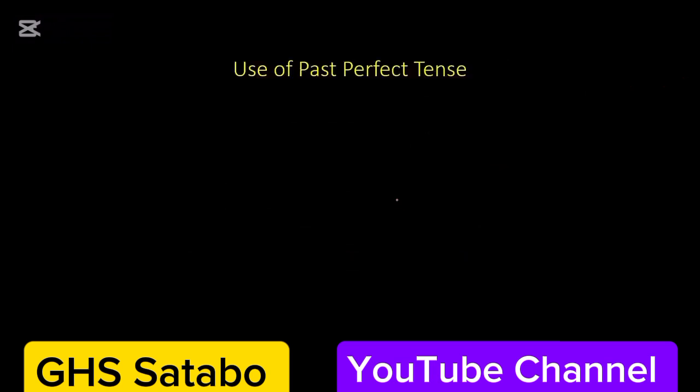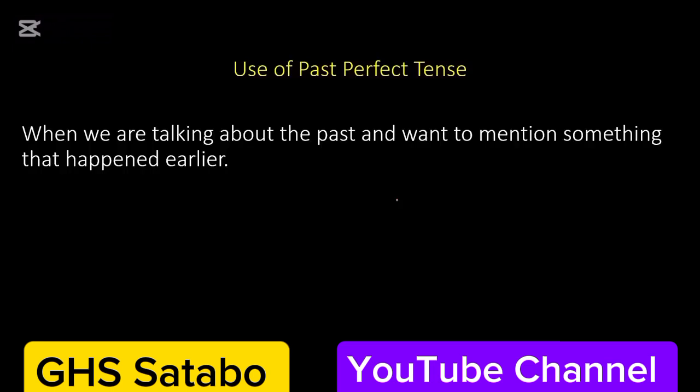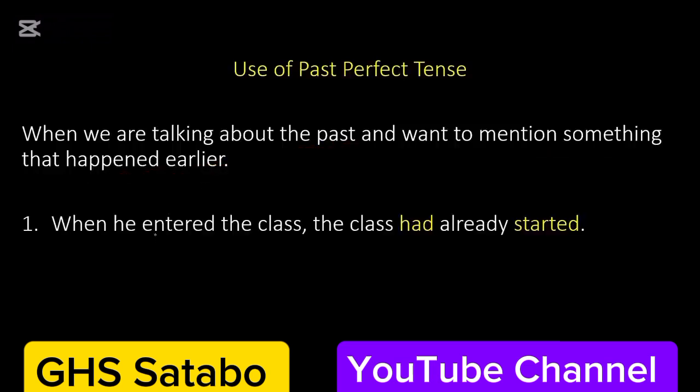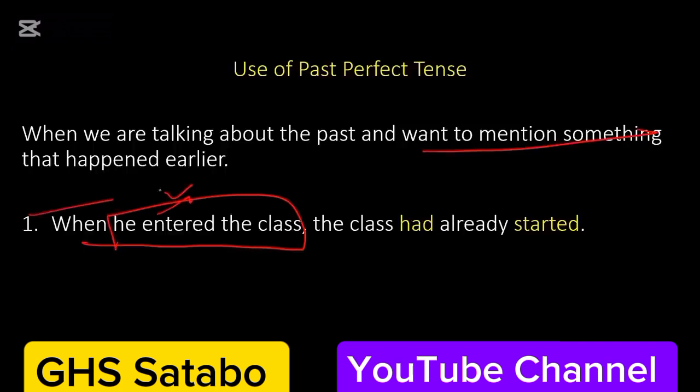Let's understand the use of past perfect tense. When we are talking about the past and want to mention something that happened earlier, like, when he entered, the class had already started. So we are focusing on an activity in the past, that means entered the class, and we want to mention something that happened earlier. So the class had already started, maybe a minute before when he entered.